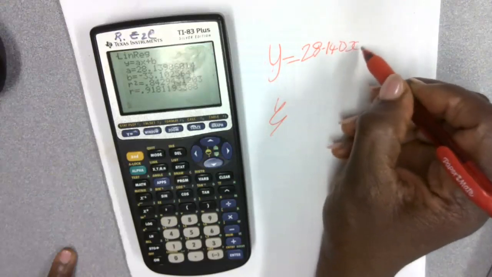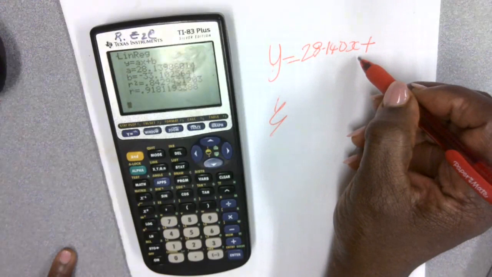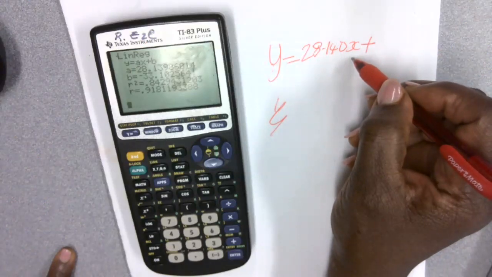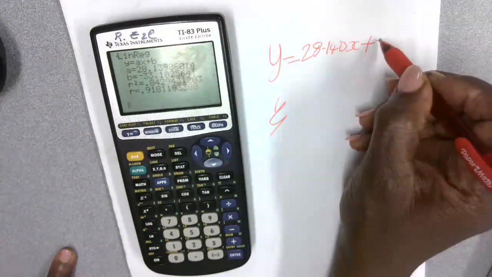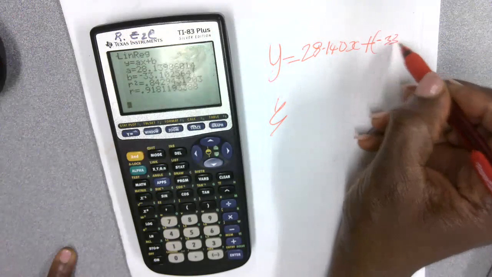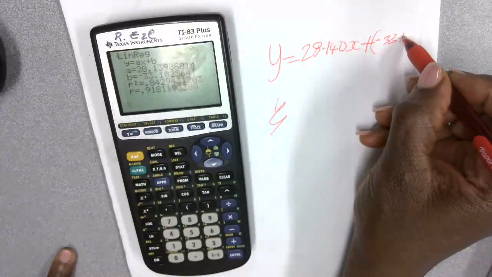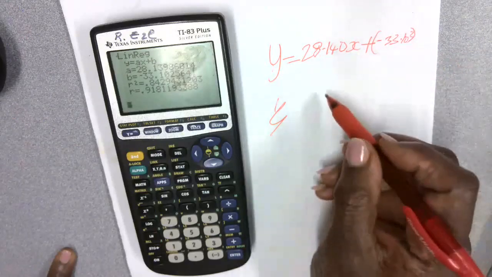28.140x. So that's the slope. The y-intercept, according to my linear equation, is negative 33.105. So I'm going to put negative here because it is negative 33.105.